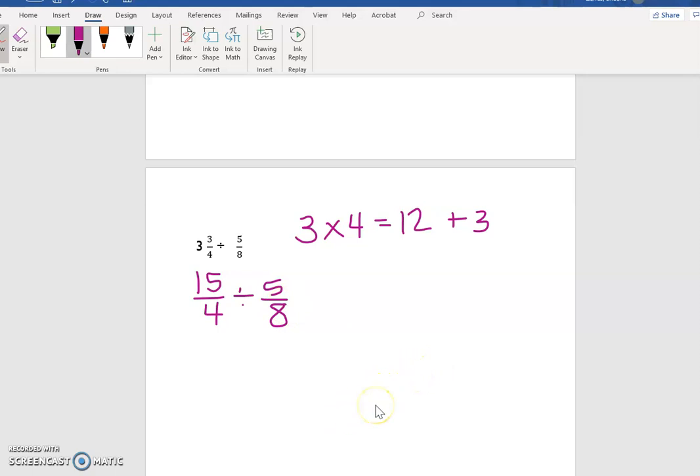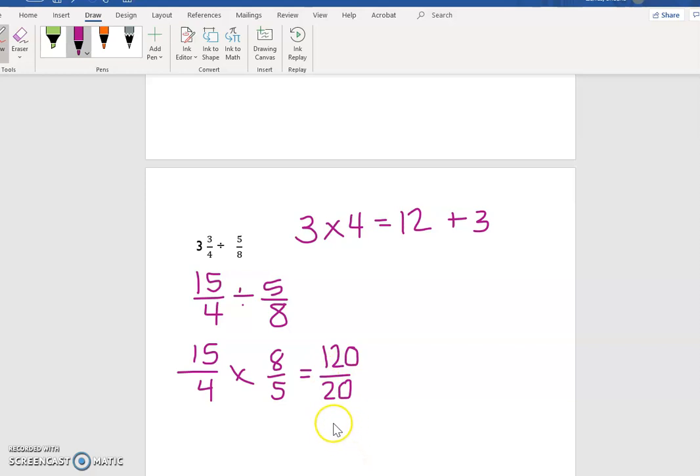Next, I want to use that algorithm to rewrite this as a multiplication problem. So instead of dividing by 5/8, I'm going to rewrite this as multiplying by the reciprocal, 8/5. Now I just multiply across. Again, for this step, you can use a calculator to do the multiplication. I know 4 times 5 will give me 20. And then on a calculator, 15 times 8 will give me 120.